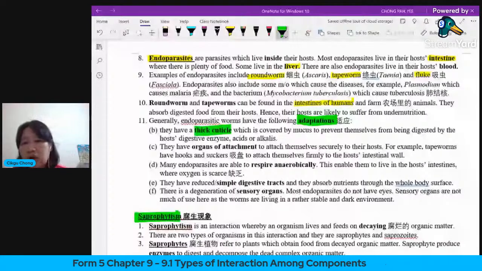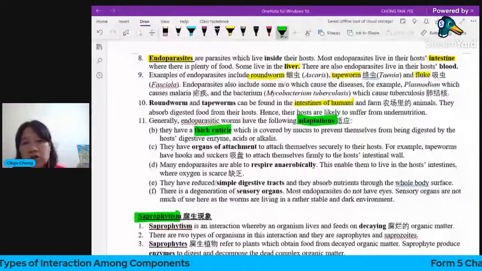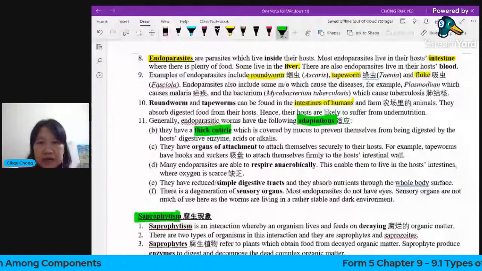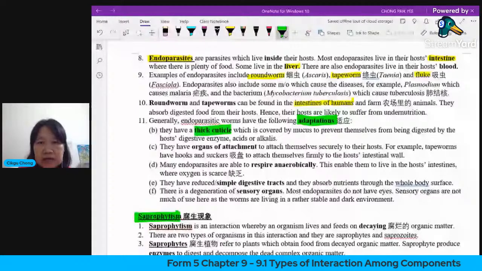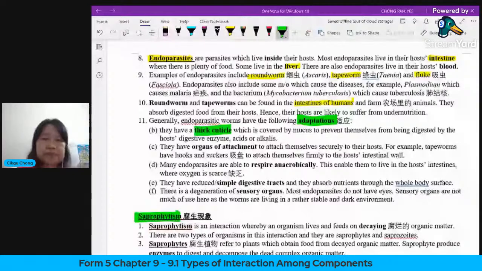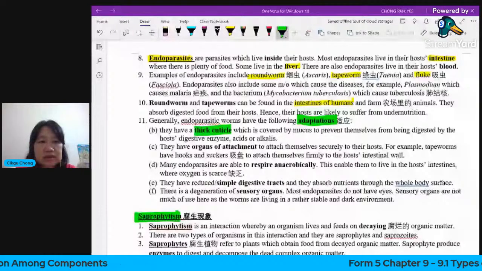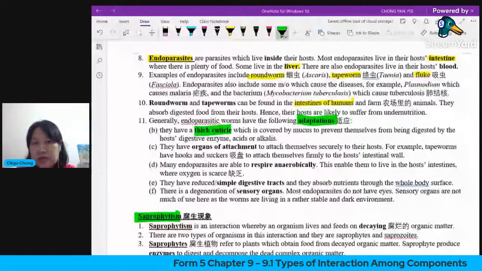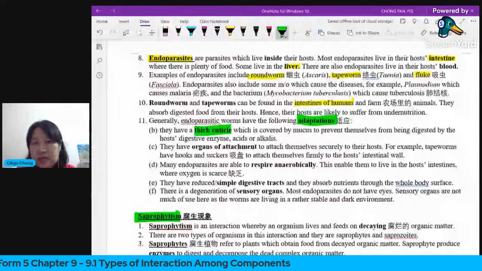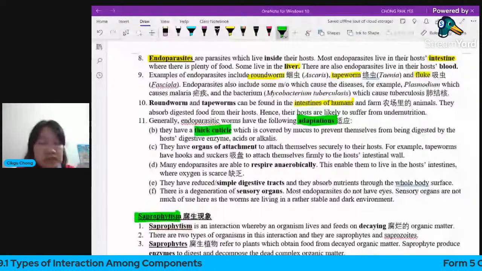So remember this one, the host is the substrate, right? It is a dead one. Then you call it saprophytism. Okay. Two types. Organisms are either saprophytes or saprozoites. So again, the same thing. Phyte means plants. Zoid means animals. Whenever you see zoid, it means animals. Phyte means plants. So examples.